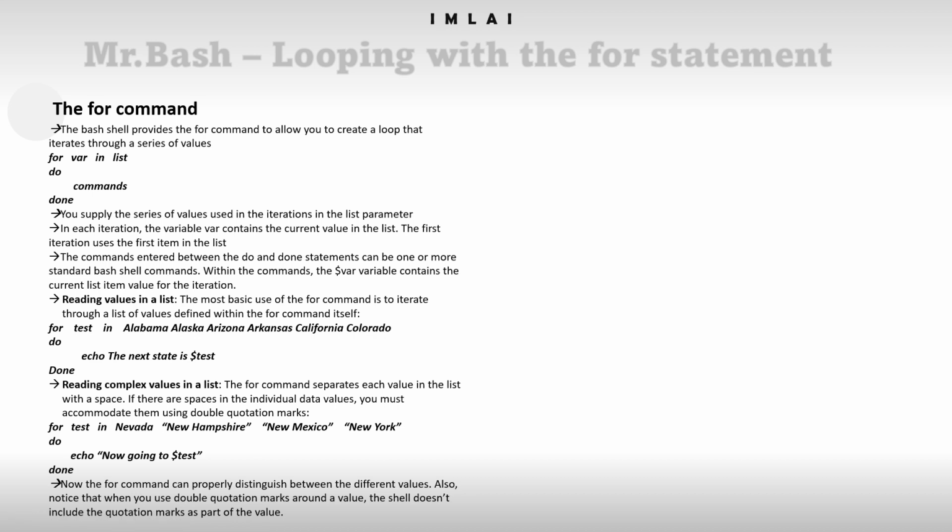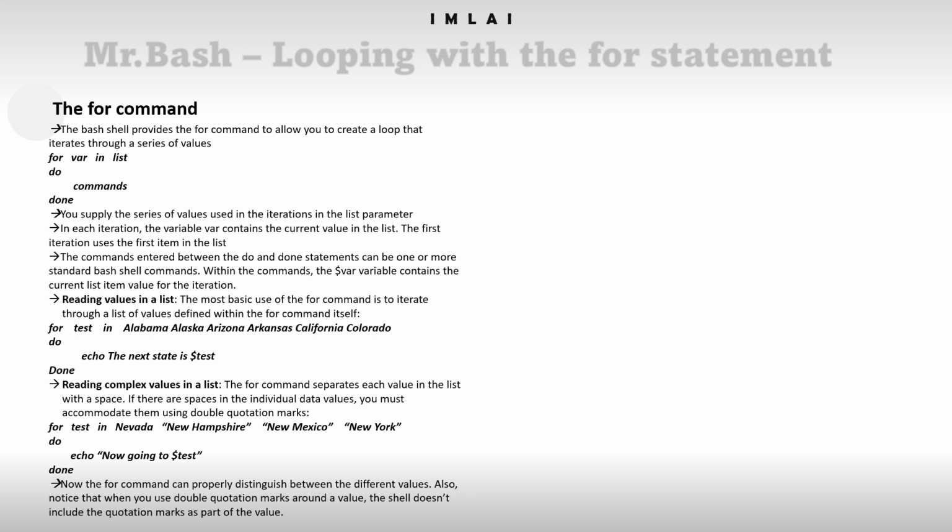I just want to give a little more explanation for that. Each time the for command iterates through the list of values provided, those are Alabama, Alaska, Arizona, Arkansas, California, Colorado, it assigns the test variable the next value in the list. The test variable can be used just like any other script variable within the command statement.